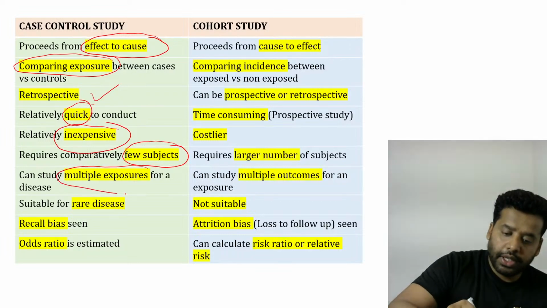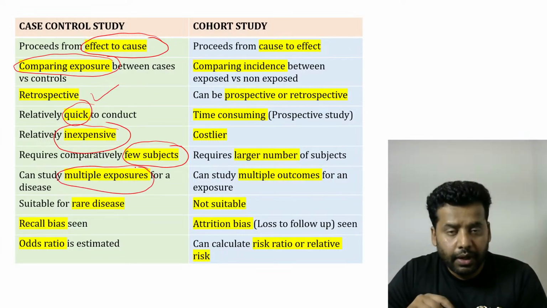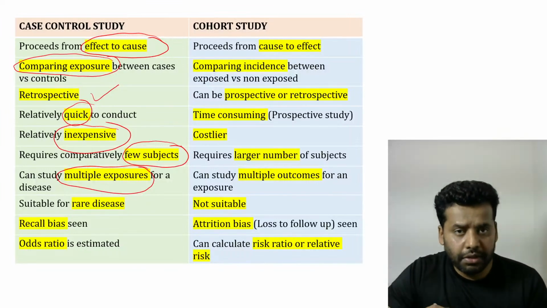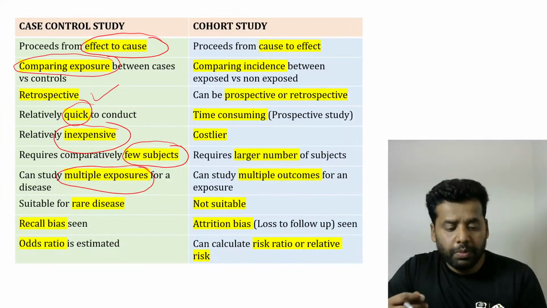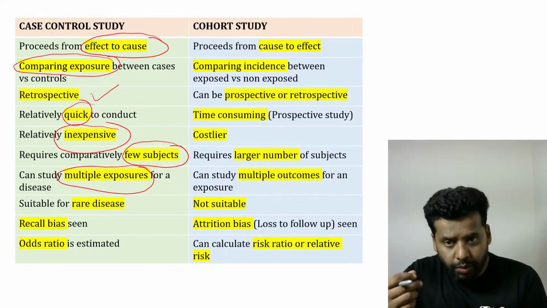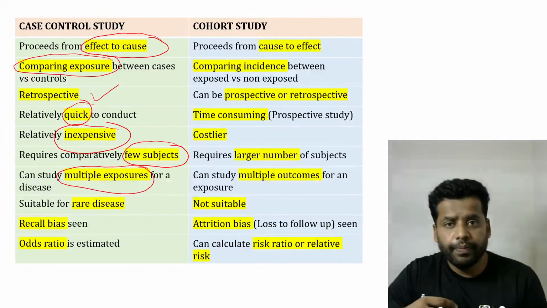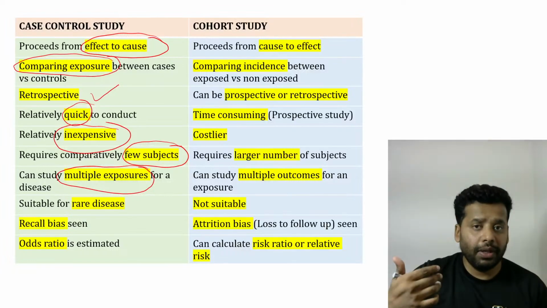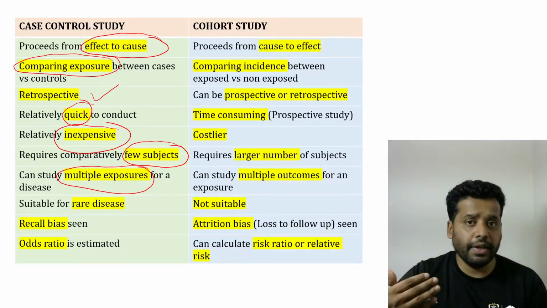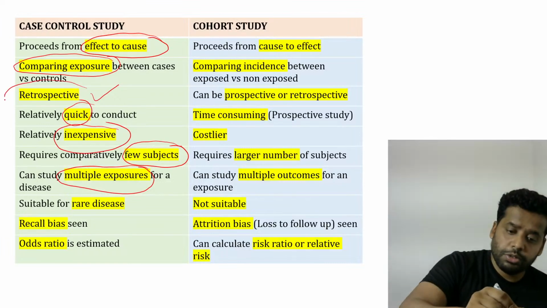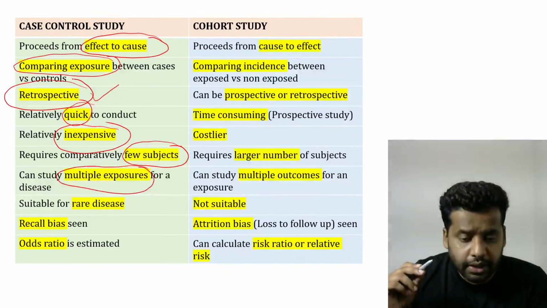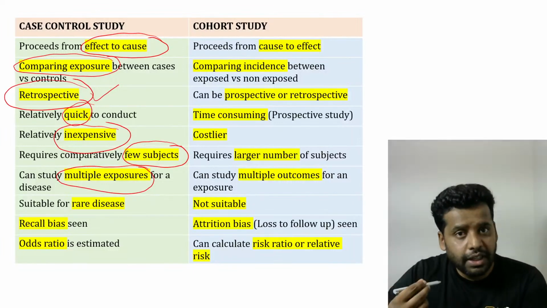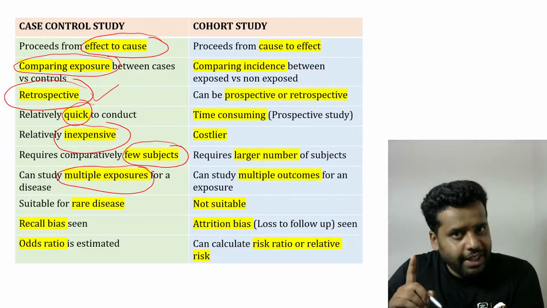Multiple exposures can be assessed. Yes. Take lung cancer. You assess so many risk factors for that: occupation, smoking, asbestos, sex, age. You can assess the influence of multiple risk factors because you are asking history. The study is a retrospective study, so it gives you one chance to assess the influence of multiple risk factors. Keep this in mind.